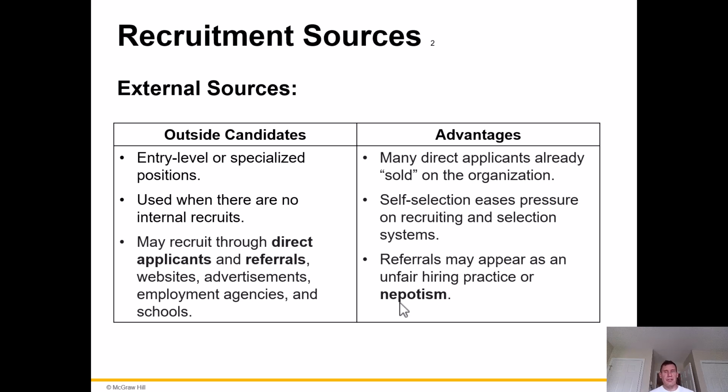Some of the advantages to the external sources are many direct applicants are already sold on the organization. The self-selection eases pressure on recruiting and selection systems. And referrals may appear as an unfair hiring practice, or what's called nepotism.